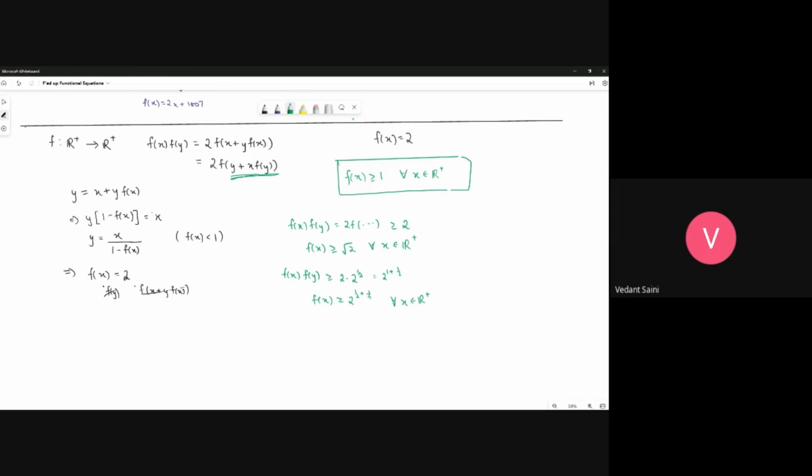So do you see the pattern? Here it was 2 to the 1 half. Here it was 2 to the 1 half plus 1 fourth. Doing this once again gives us f of x, f of y equal to 2 times this thing, which is 2 to the 1 plus 1 half plus 1 fourth for all x. We'll first put y equals x and take the square root.